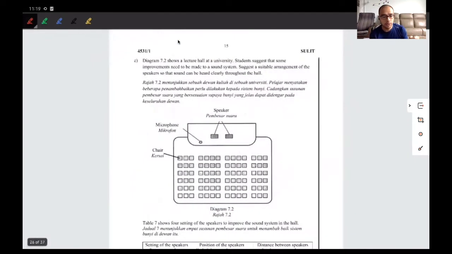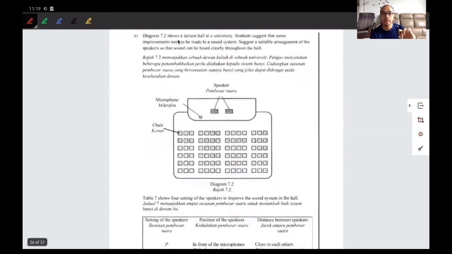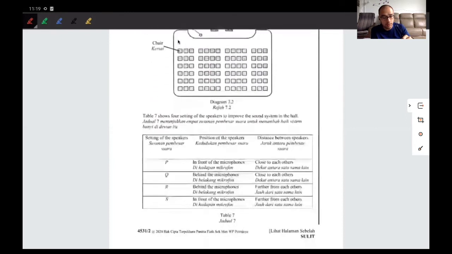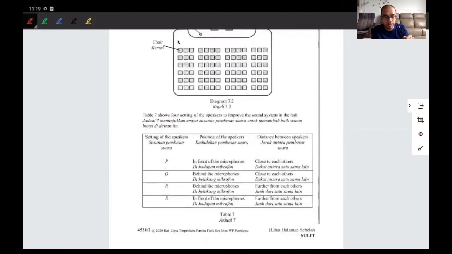Okay, diagram 7.2 shows the lecture hall at a university. This is a very standard question. Always lecture hall and always students. Okay, so students suggest that some improvements need to be made to the sound system. Suggest a suitable arrangement of the speakers so that the sound can be heard clearly throughout the hall. So, kamu ada susunan P, Q, R, S, and only 2 choices. Position of the speakers, in front of the microphone or behind the microphone.